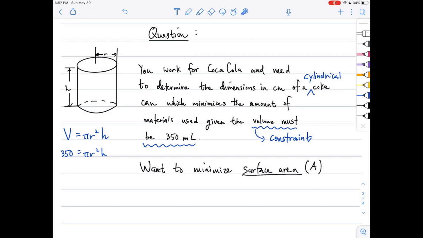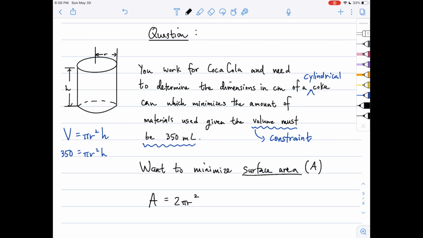Okay, so going back to the original problem, we want to minimize surface area. Let's first write down the equation of a surface area. So the surface area of a cylinder has two circular bases, one on the top, one on the bottom. So we're going to need 2 pi r squared.